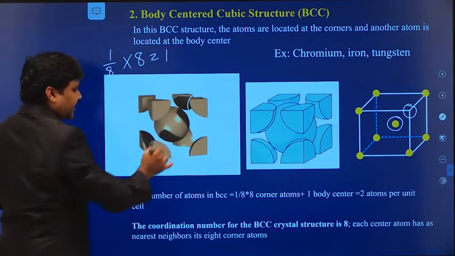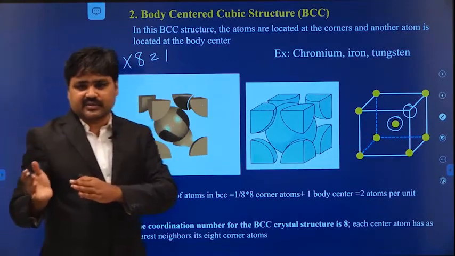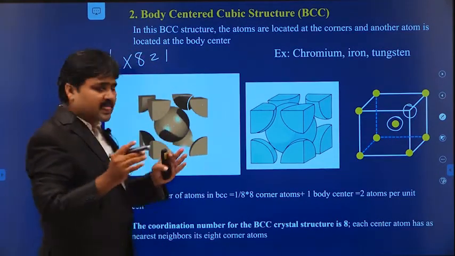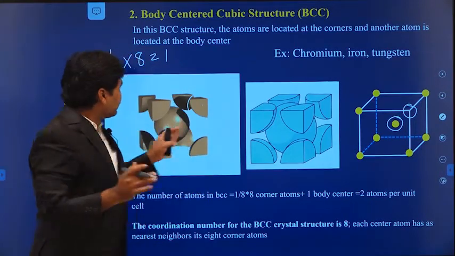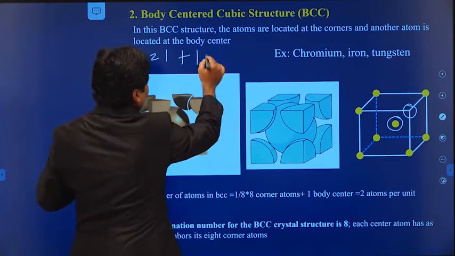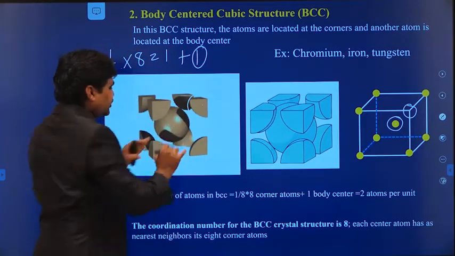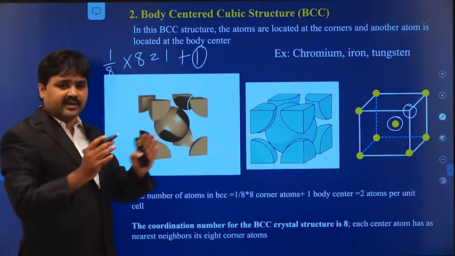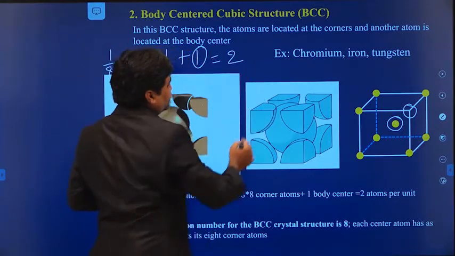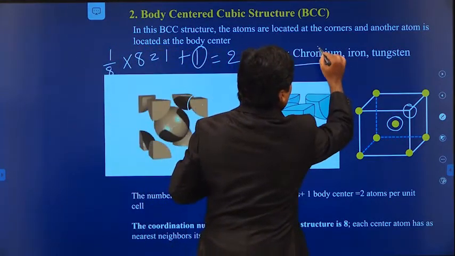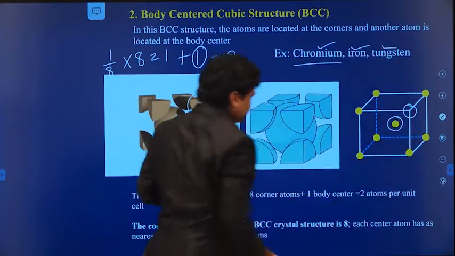And this body center atom is not touching any other unit cell. It is located within the unit cell, so it is not shared by any other unit cell. So this atom belongs only to this unit cell, and totally there will be 2 atoms. The examples for body centered cubic are chromium, iron, and tungsten.